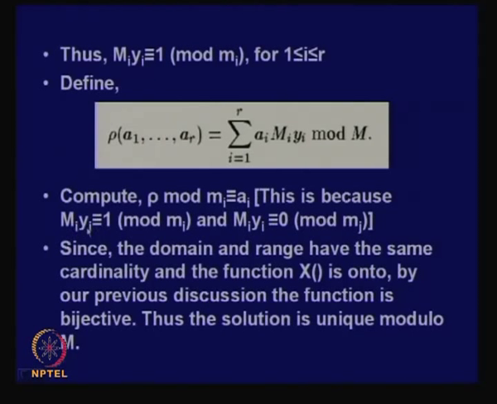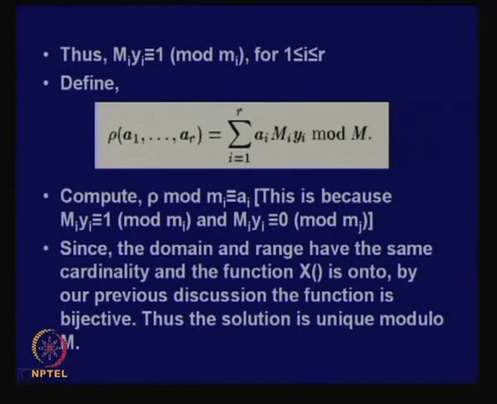Why? Because Mi yi is equal to 1 mod mi, and Mi yi is equal to 0 mod mj when j is not equal to i. So the right hand side will only result in ai. Similarly, you can see that all the equations in the system get satisfied. So what you observe here is that this mapping, which I call psi, is an onto mapping, which means that given any corresponding congruence values, I am always able to find an x value mod m which will satisfy this. Nothing is left out on the right hand side, in the range.